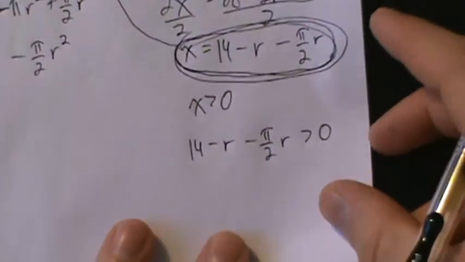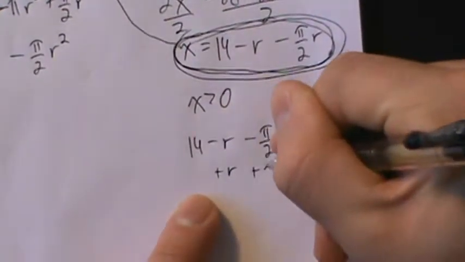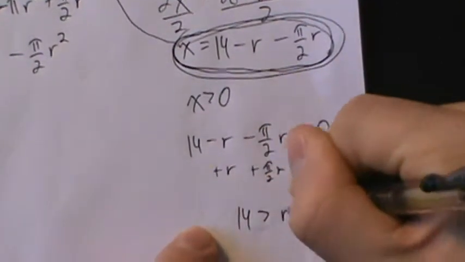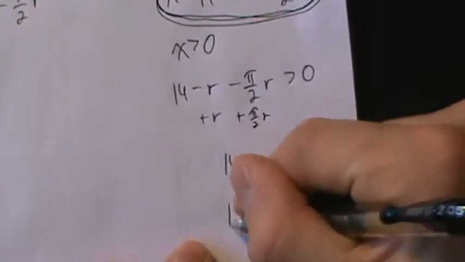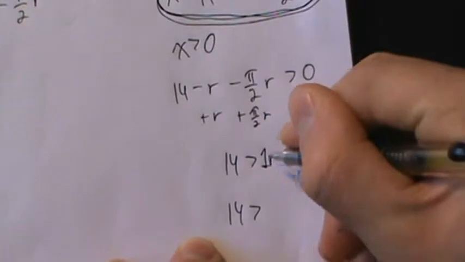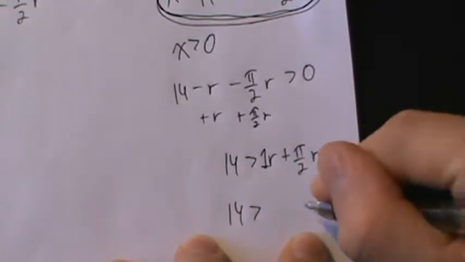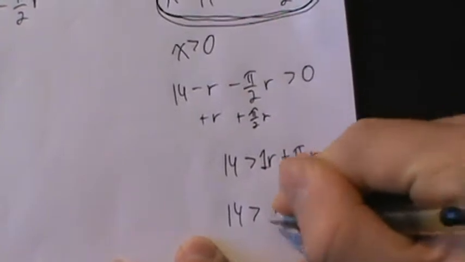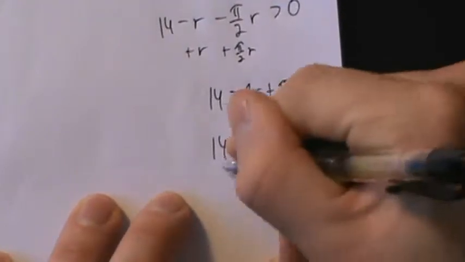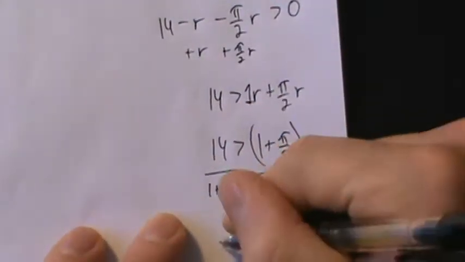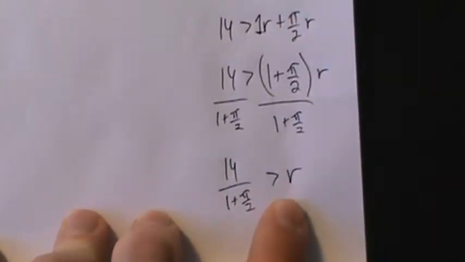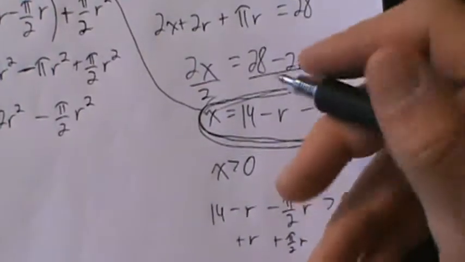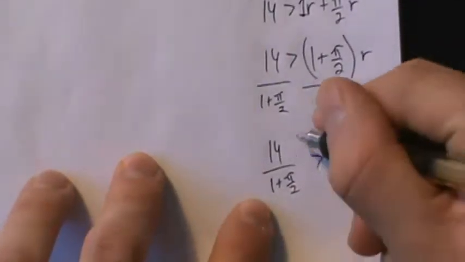Okay? So let's add r and pi over 2 r to both sides. So 14 has to be greater than r plus pi over 2 r. Now what we really want to do is solve this for r. So 14 has to be greater than, this is 1r, right, plus pi over 2 r. So let's pull out the r, and we're going to have 1 plus pi over 2 left. Okay. Now divide both sides by 1 plus pi over 2. And then we're going to have 14 over 1 plus pi over 2 is greater than r. Okay, so that's our restriction for r. So this restriction, x greater than 0, becomes, or is the exact same thing as this restriction here.